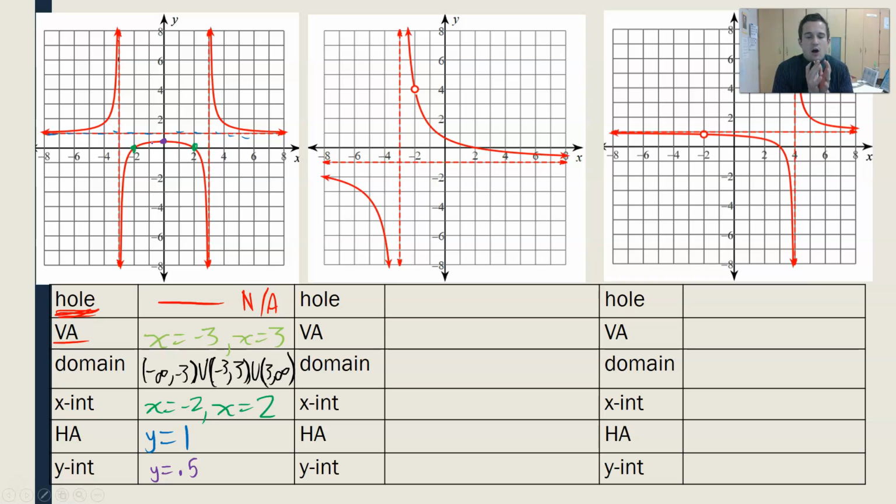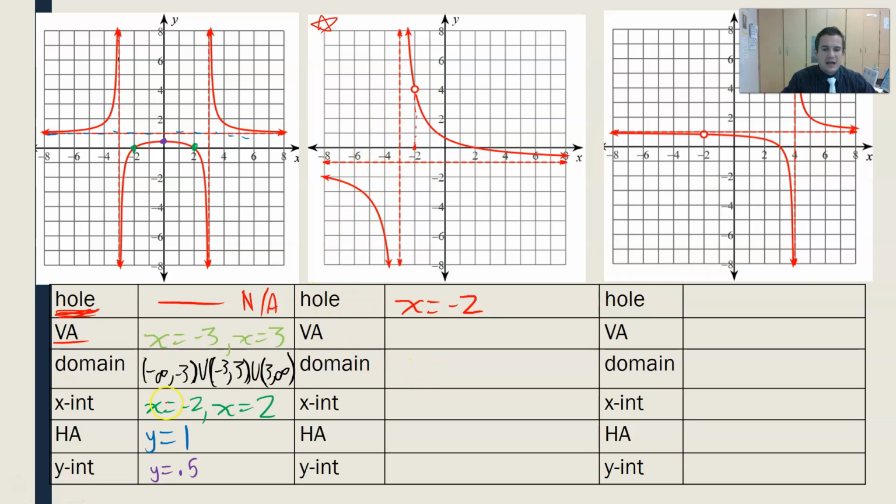So I've identified all the different characteristics of this rational function graph. Okay, let's look at the next one. On this graph right here, this middle one, is there a hole in this graph? Yes, there is, denoted with this little open circle. So at x equals -2, because I denote the hole with the x-coordinate, I have a hole. That's a number that's not in the domain. That's not an x value. It doesn't work for this function.